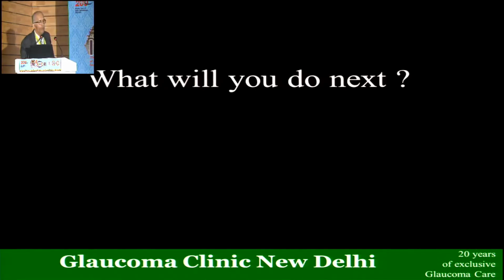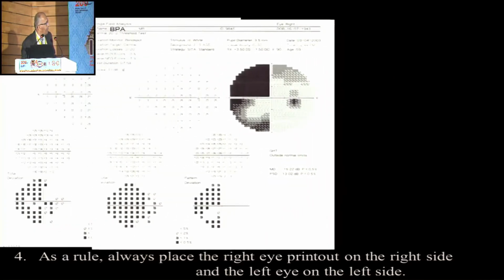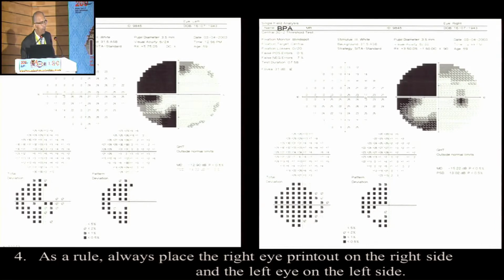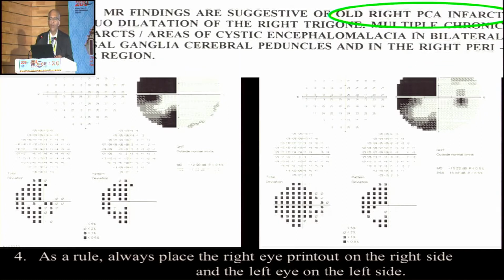So when you ask for the field printout, keep the right-hand field on the right side and the left-hand field on the left side. So the temporal and nasal sides get easily demarcated. If you look at this right eye, the nasal side is involved. Look at the fields of the left eye, the temporal side is involved. So the moment you see a lesion like this, you're thinking in terms of a neurological examination. You will in your clinics ask for a radiological examination, and the MRI picks up an old right PCA infarct.